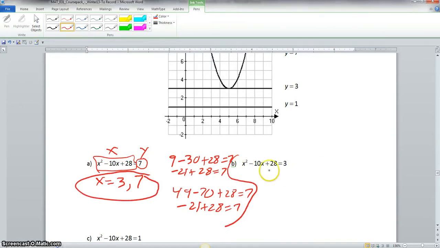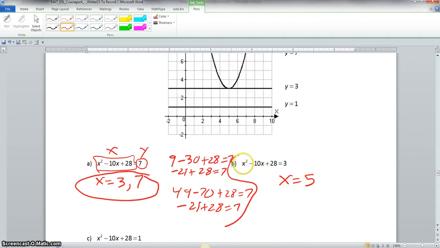Now we go here to B. Same thing. We know we're dealing with the parabola, but this lets us know that y is 3. Now when we come here, this is y is 3, right? So now we want to find out what x is equal to. X is equal to 5 when y is 3. So we should just have one answer.